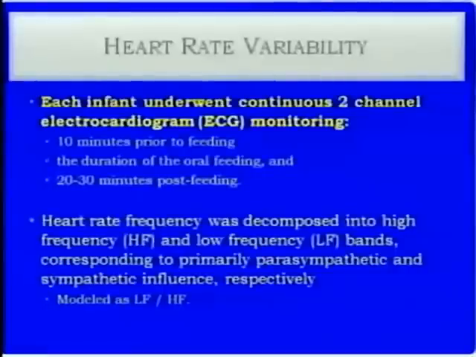And for each of those, 10 minutes of heart rate variability data was analyzed, and it was cleaned, and all extra ectopic beats and so forth were cleaned out of it. And the frequencies were decomposed into low frequency and high frequency bands to correspond to the parasympathetic and sympathetic nervous systems influences. And we're modeling the low frequency to high frequency ratio.